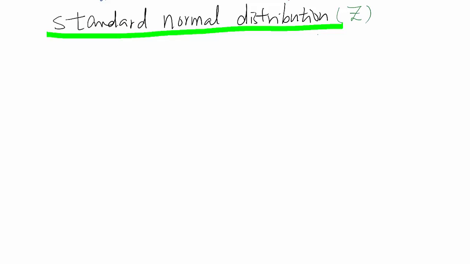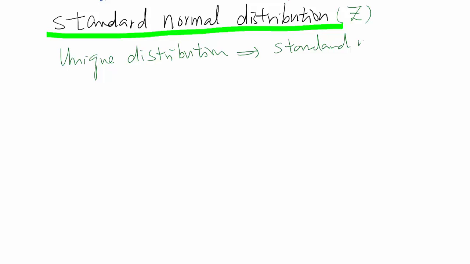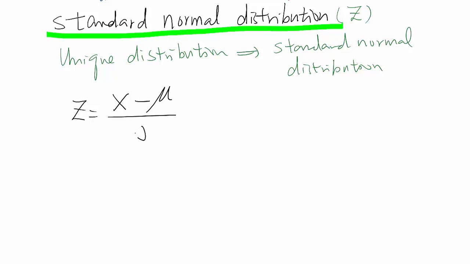Okay. Then we need to find out how to find the z-score, or maybe another way to say it, how to define the z-score. So from the unique distributions to the standard normal distribution, we can define z as z equal to each data minus mu over sigma.